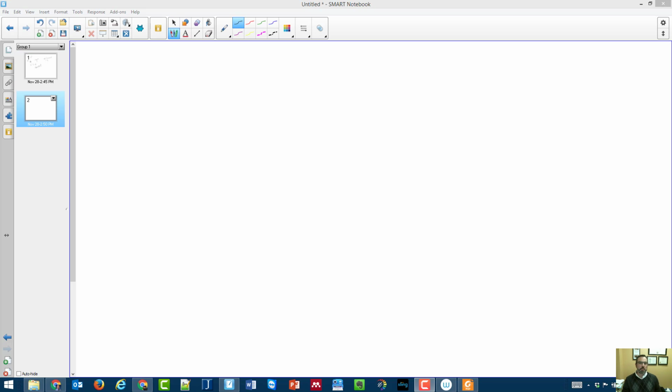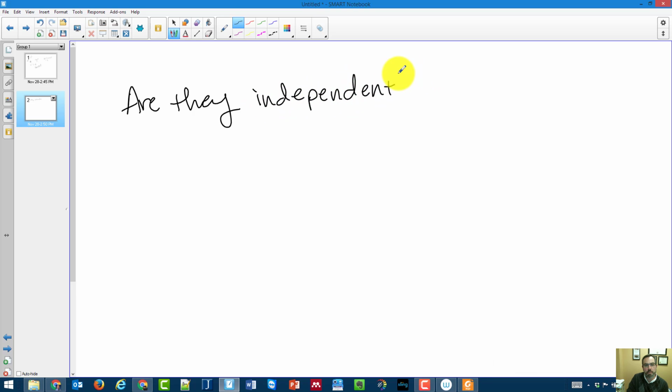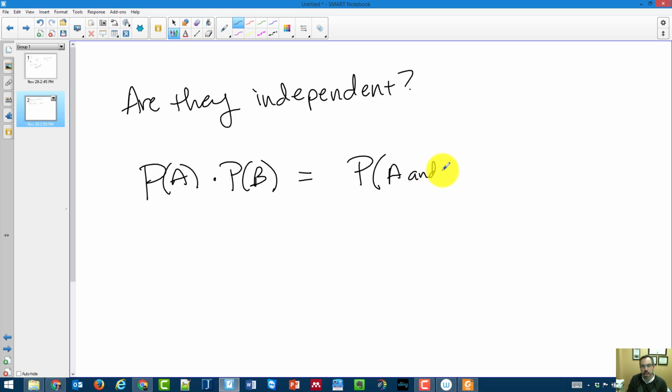Hey everyone, I want to take a minute to talk about dependence and independence. One of the things that I feel like we're struggling with is really asking the question, are they independent events? One of the ways that we can tell is that if taking two probabilities and multiplying them together equals the probability of having them together, like A and B, then yes, they are independent events. So here's an example.